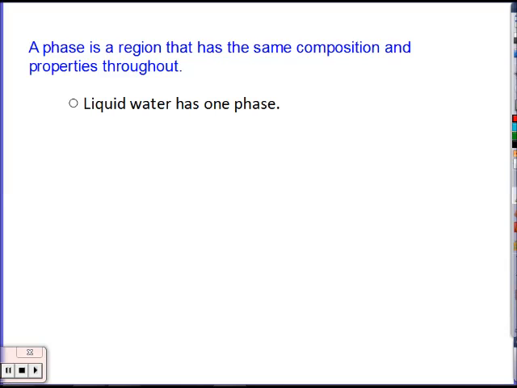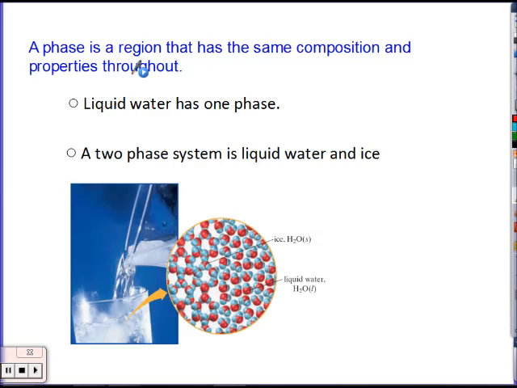to use one. A phase is a region that has the same composition and properties throughout. We've used this before. We've talked about homogeneous and heterogeneous things. They have phases you can see. We're talking about states, one state or two states. Liquid water has one phase. It's only a liquid. A two-phase system would be liquid water and ice.